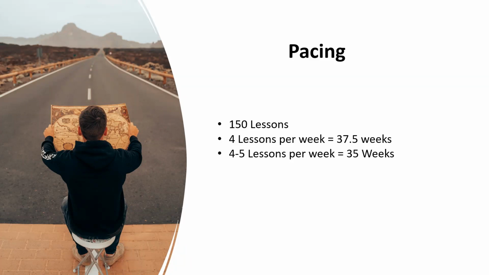But here's an example. If you do 4 to 5 lessons per week, you can finish it in 35 weeks. What that looks like is you're only doing that 5th lesson for a total of 6 weeks. So out of your whole school year, you can do 4 lessons a week, and then for 6 weeks, you do a 5th lesson in order to squeeze it into 35 weeks.